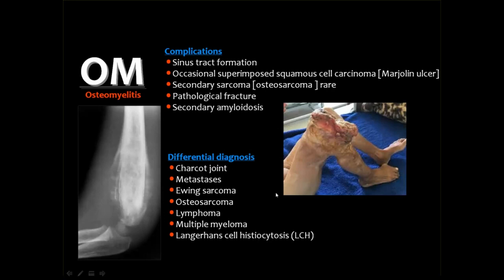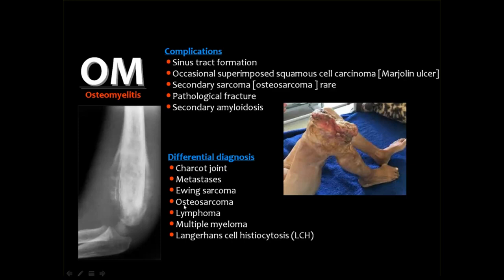Then these are the complications of osteomyelitis. Osteomyelitis may result in sinus tract formation, discharging pus, which may sometimes be superimposed by the development of squamous cell carcinoma, which is known as Marjolin ulcer. The bone affected by osteomyelitis may also develop an osteosarcoma, which is a rare possibility. There may be pathological fractures or secondary amyloidosis.